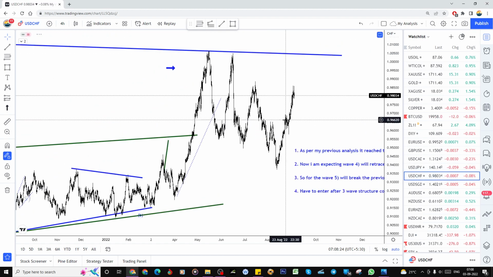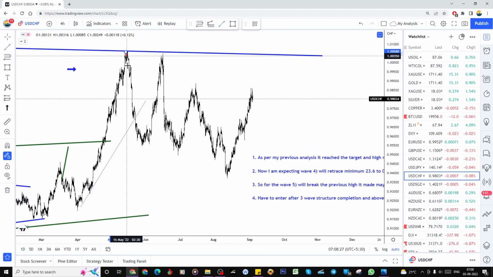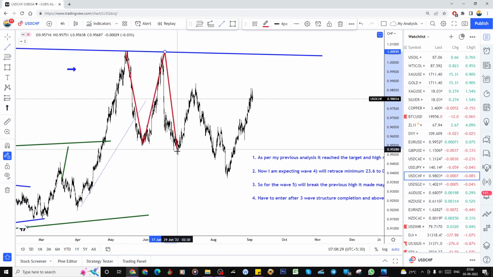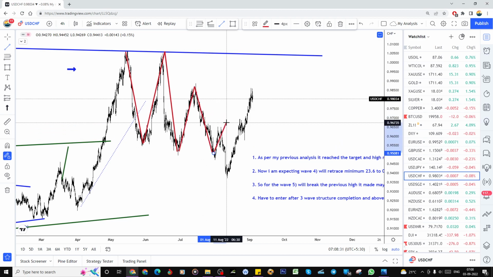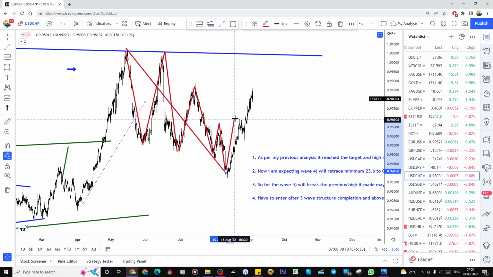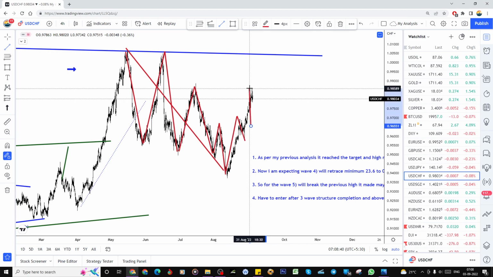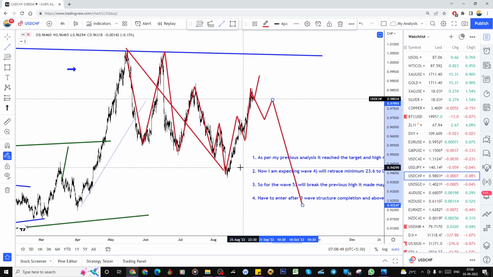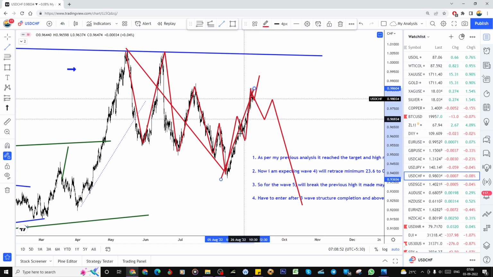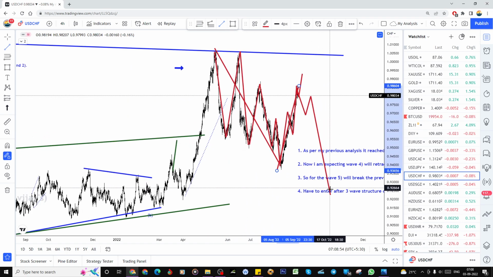So USD CHF, the same as per this: this is the one A, this is the one B, after this 1, 2, 3, 4, and 5. So this is the one ABC, the three-wave structure has been completed, and again this is the one ABC. So far it's looking like ABC. So we have to wait for the five-wave structure, or it can be a bigger three-wave structure. Then later on this could become the connecting wave. After that, I'm expecting one more low.